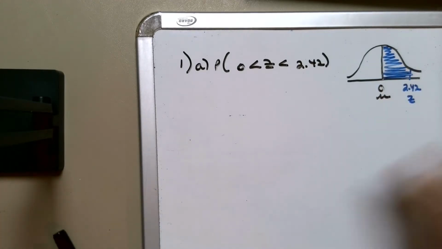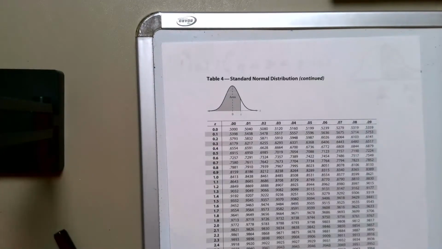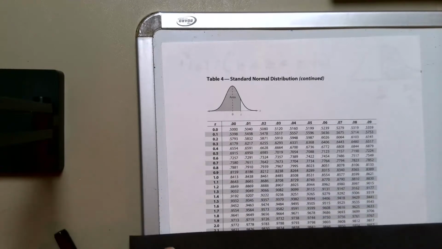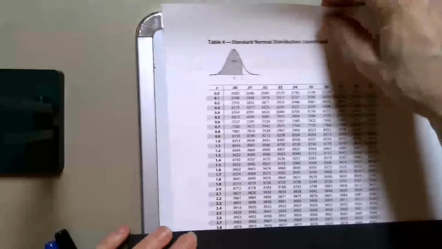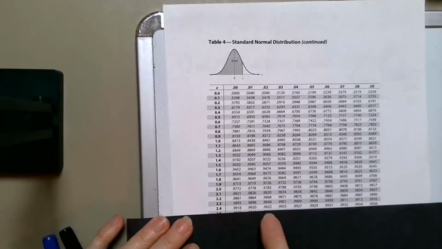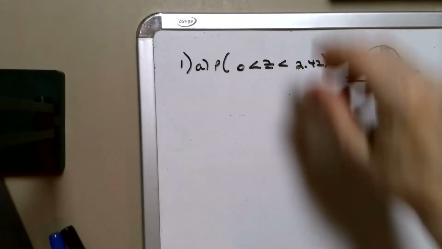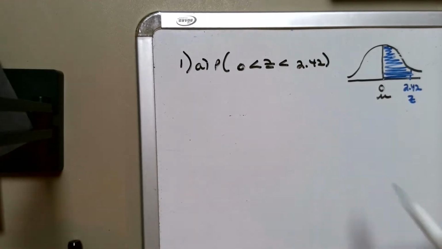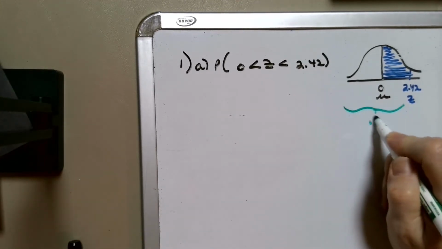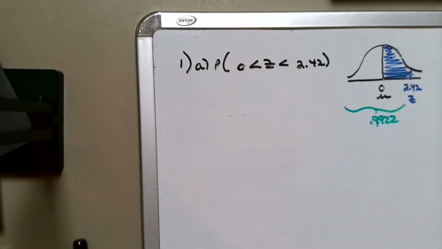So now we're going to go to the Z-table, and we're going to look up positive 2.42. Row 2.4, and then 200ths here, which is going to be 0.9922. So that is the area to the left, all of the area to the left. However, we don't want all the area to the left. We just want the shaded area.